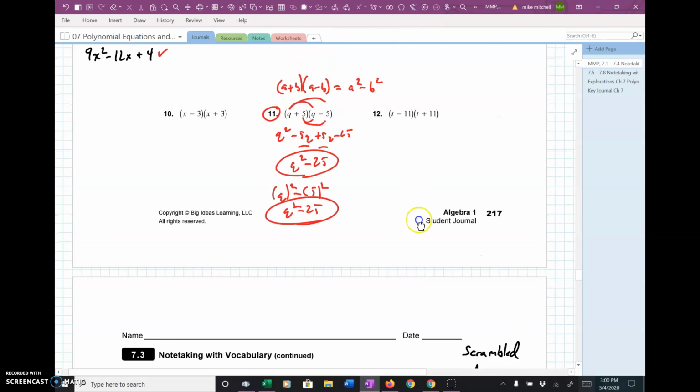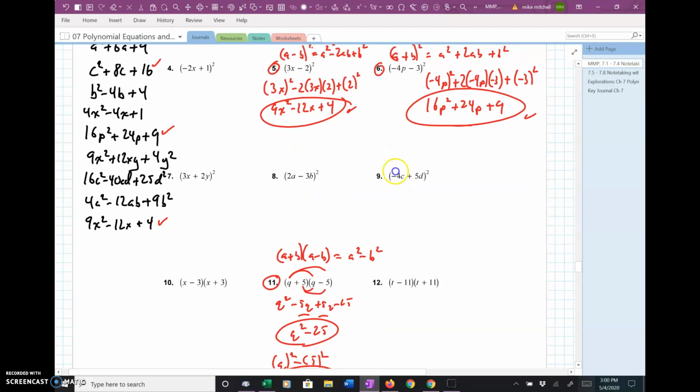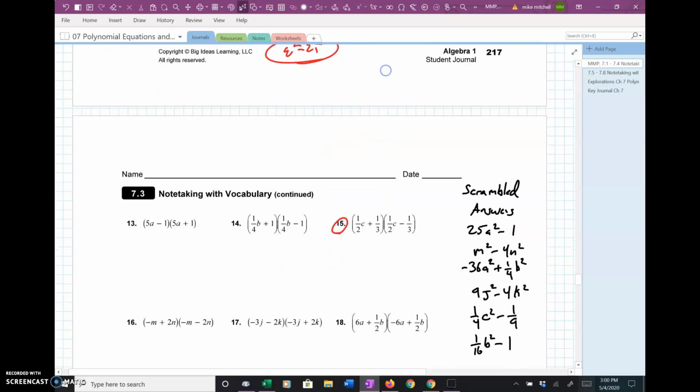Screen wasn't moving. There we are. I forgot to check that answer. There's my q squared minus 25. That checks out. So let's get back down to here.